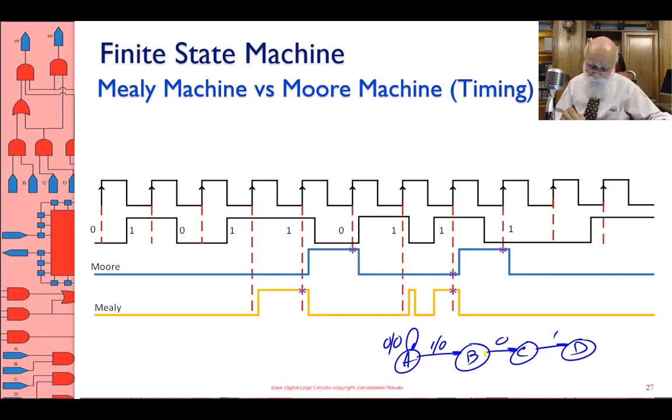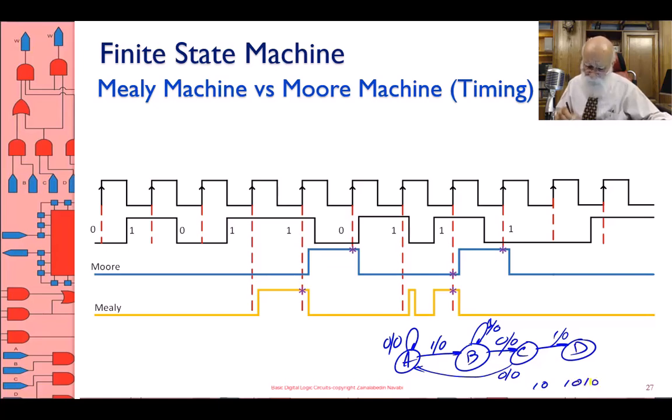When I'm in state B, 0 takes me forward, a 1 leaves me here with 0 output. 1, 1, 0. I'm in C. If in C I receive a 1, I still have a 0 output. In C, if I receive a 0, that's bad. That's almost the end of the world. A 0 gives me a 0. Now I'm in state D. 1, 0, 1. I'm in D.